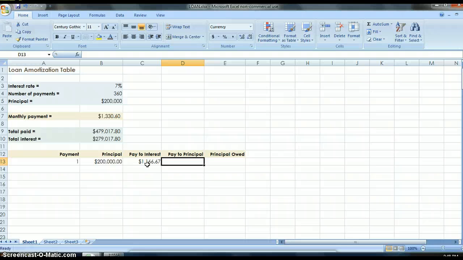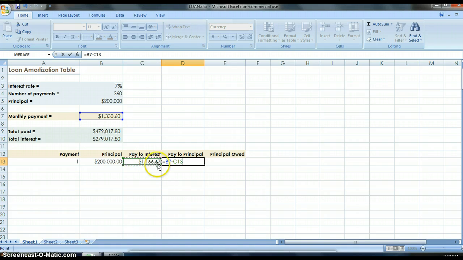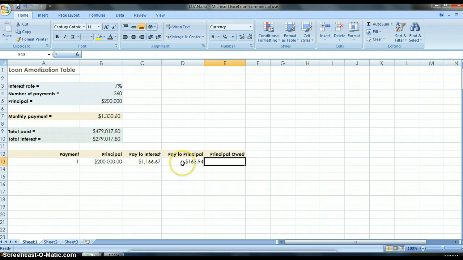So our paid to principal amount, we're going to do our equal. We are going to then use our cell reference of our monthly payment, our B7, minus our interest amount. And B7 we can create as an absolute cell reference. So $163 is going to be going to our principal.